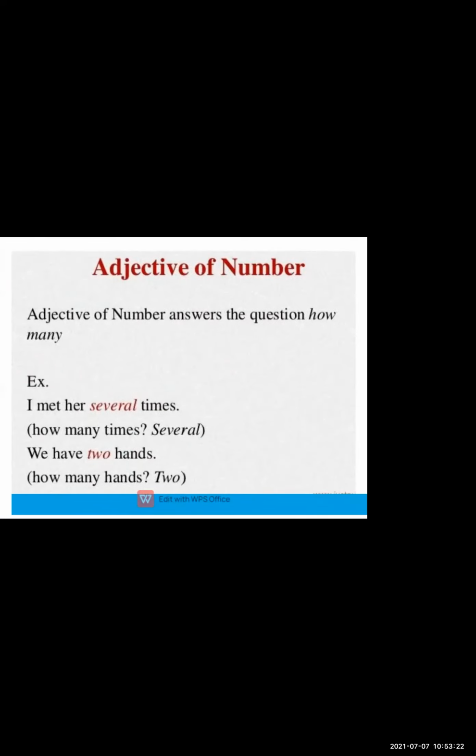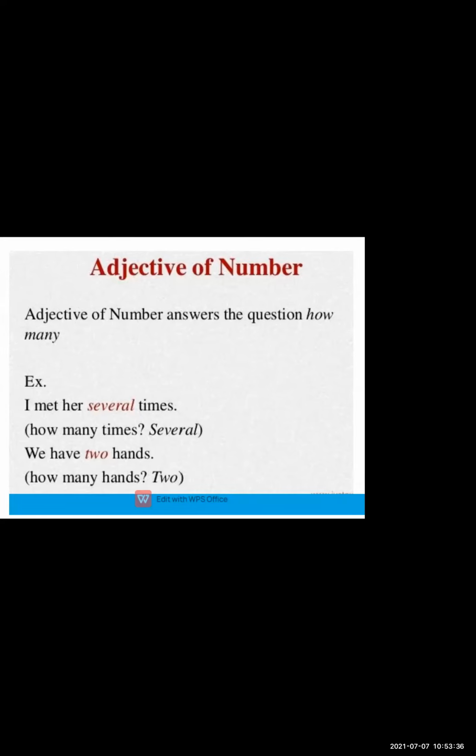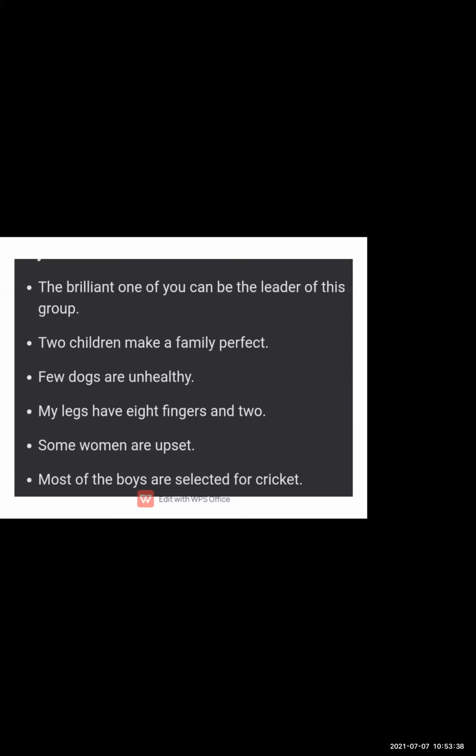Now let us see examples of adjective of number. This is very easy. I met her several times. That comes under the adjective of number. We have 2 hands. That is the adjective of number. Here we have some sentences. The brilliant one of you can be the leader of this group. Now in this sentence, which word comes under the adjective of number? One. Very good.